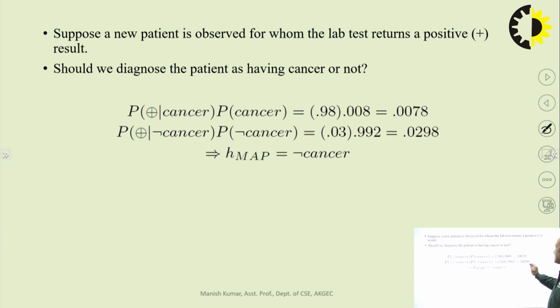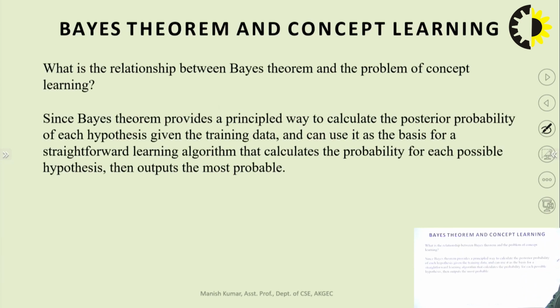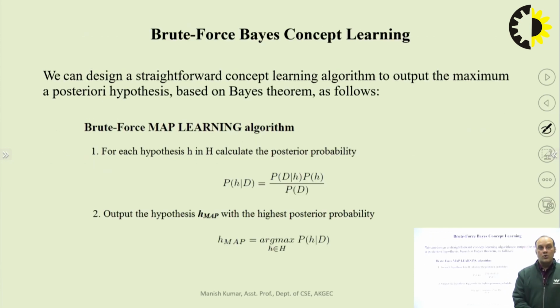So this we have discussed already. Now Bayes theorem and concept learning: how is the concept of learning related to Bayes theorem? What is the relationship between Bayes theorem and the problem of concept learning? Since Bayes theorem provides a principled way to calculate the posterior probability of each hypothesis given the training data, we can use it as the basis for a straightforward learning algorithm that calculates the probability for each possible hypothesis, then outputs the most probable hypothesis. We will learn this as brute force concept learning.